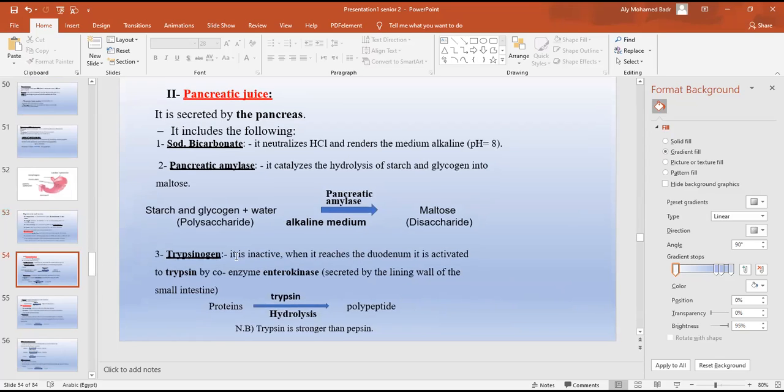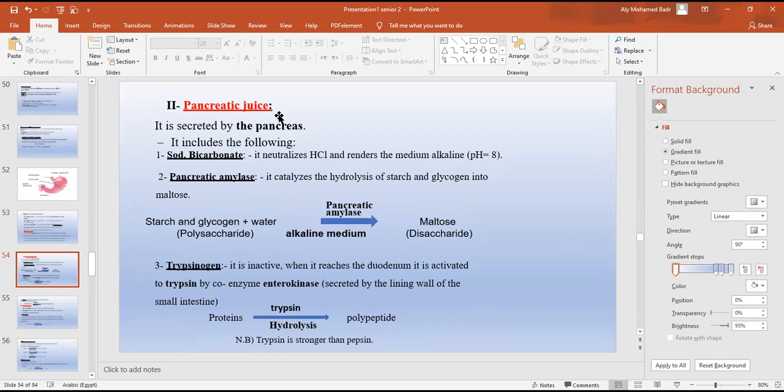Okay. The second juice is the pancreatic juice. The pancreatic juice is secreted by the pancreas, where it has sodium bicarbonate, pancreatic amylase, and trypsinogen. The sodium bicarbonate neutralizes the HCl. As we remember, the stomach was an acidic medium, so here I need to return to the alkaline medium. Sodium bicarbonate here will neutralize the HCl and return the medium into an alkaline medium.